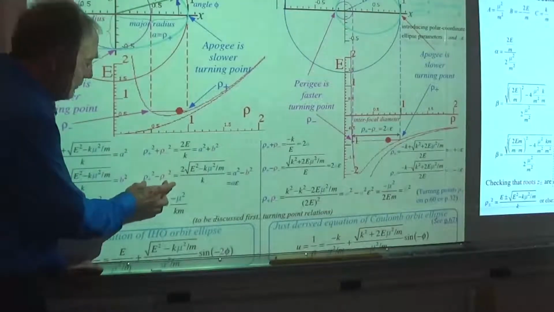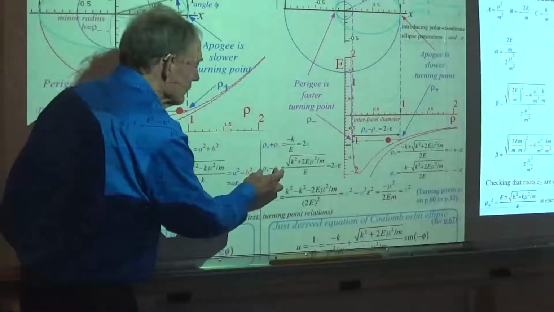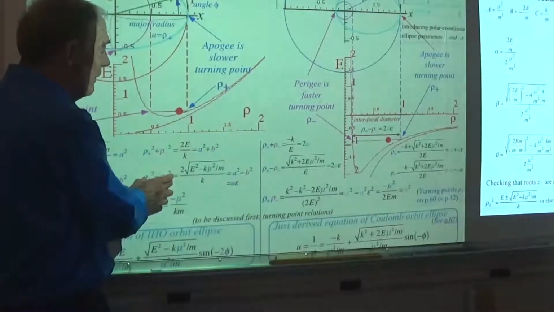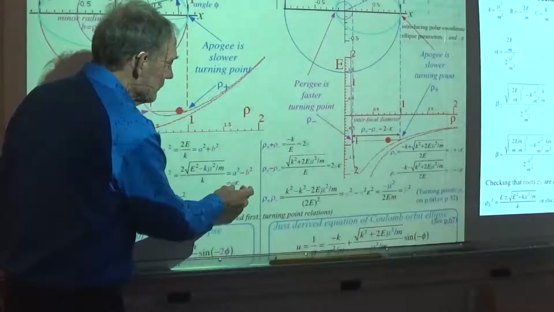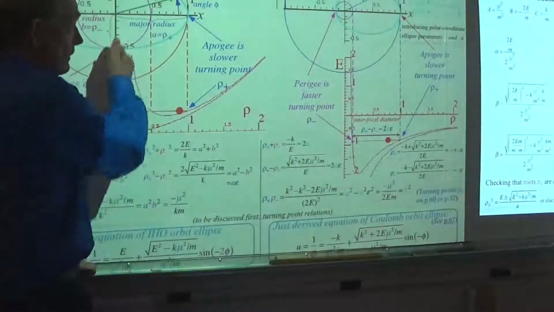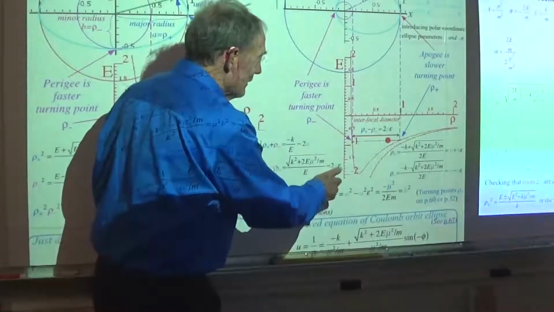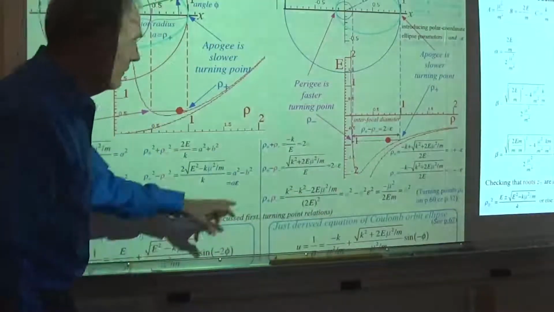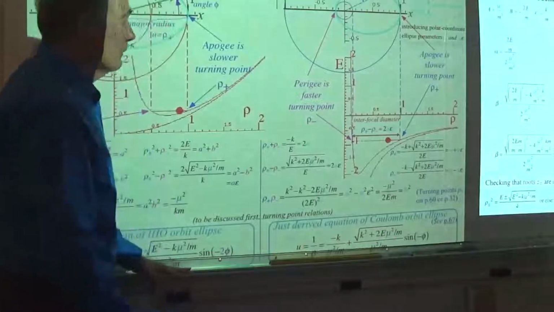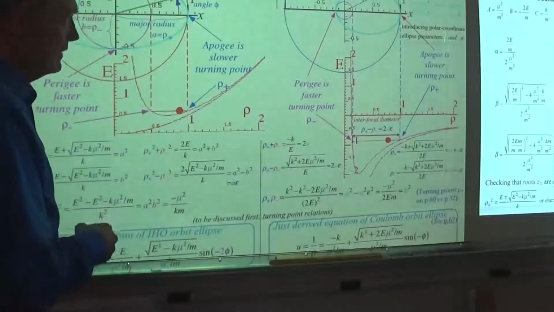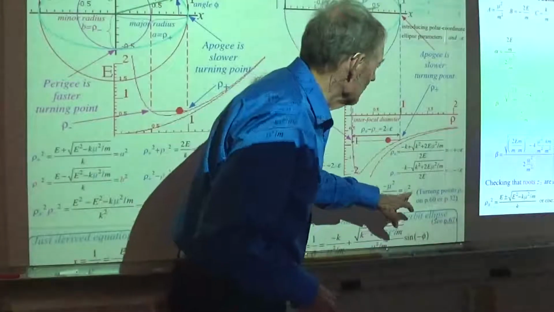Now, this difference right here, and then the difference of the square, comes out to be a epsilon for this ellipse. Okay? This one comes out to be 2A epsilon, and that's the expression for it. So this is sort of a listing here, and these are the turning points.